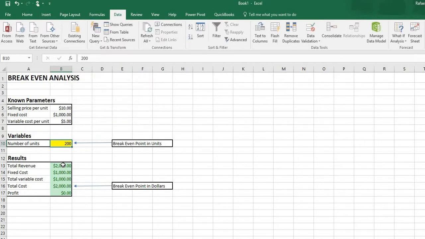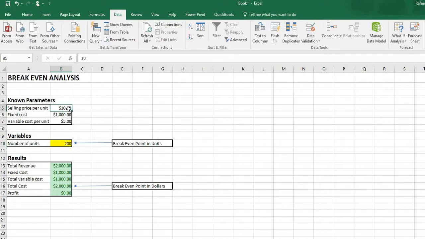Click OK, and as you can see, your total revenue is equal to your total cost, which means you broke even. You spent $2,000 and you made $2,000, so the profit equals 0, which means you broke even. And as you can see here, the break-even point in units is 200 units, so you will have to sell 200 perfumes to break even with these parameters here. And the break-even point in dollars will be $2,000, which of course is 200 multiplied by 10.